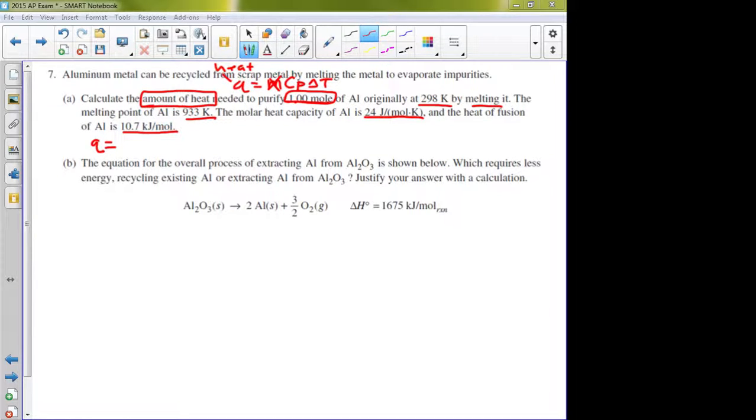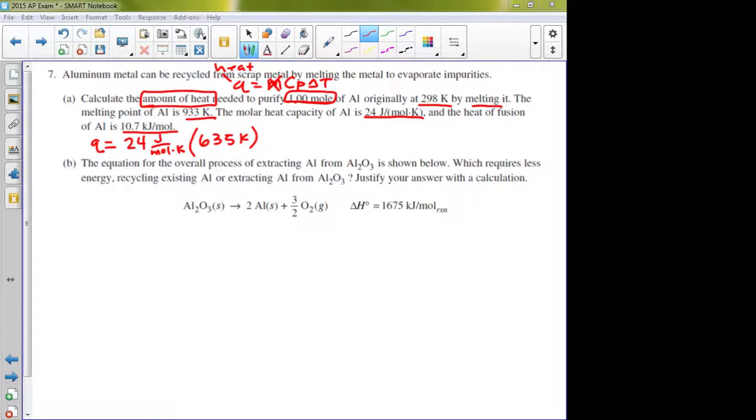Well, Q is equal to, what's my heat capacity here? 24 joules per mole per Kelvin, times how much temperature difference, what's my delta T going to be here? How am I going to find that? There you go. Do 933 minus 298, and we get 635 Kelvin. Okay? They said I only need to do 1 mole of this, so technically I would multiply it by 1. And if I needed to do 2 moles of it, then I would multiply it by 2. Do you understand where I'm going with this?